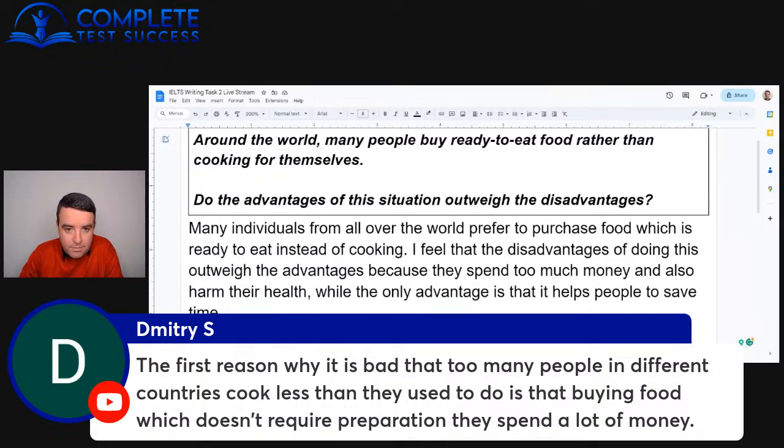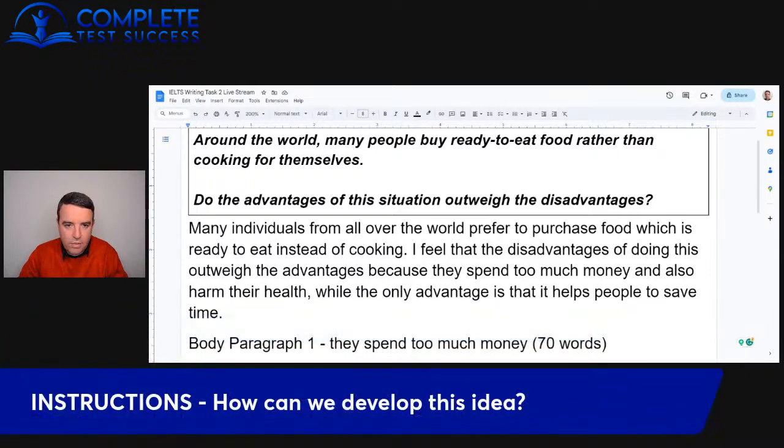The first reason why it is bad that too many people in different countries cook less than they used to is that buying food which doesn't require preparation they spend. Okay. So just grammatically not right, but good besides that. So the information we want is there.